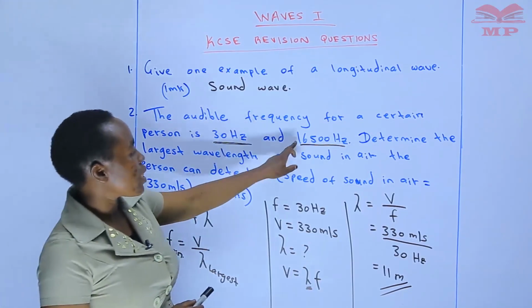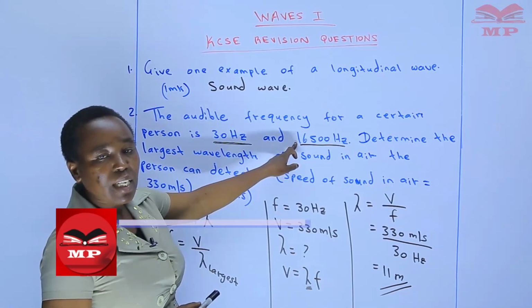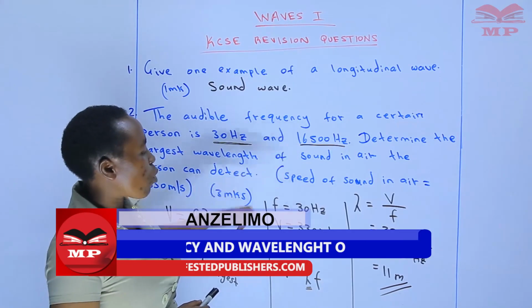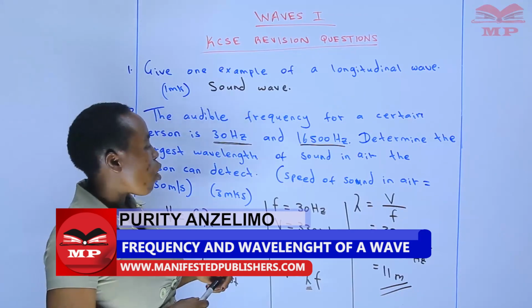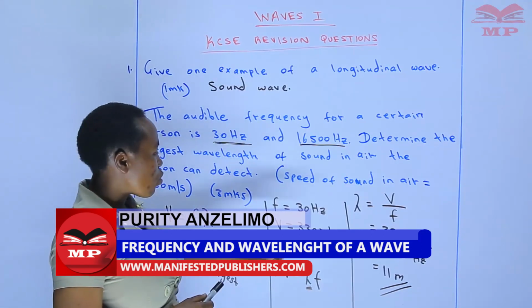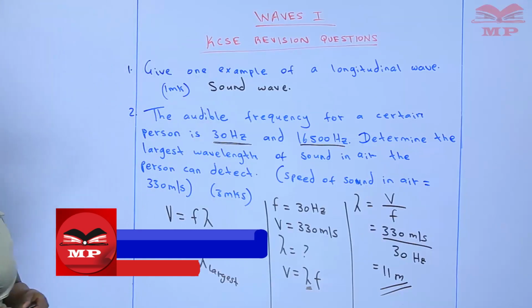Because when you use this other one, 16,500 Hertz, then it means that we are going to have the minimum or the smallest wavelength. So our largest wavelength is 11 meters.